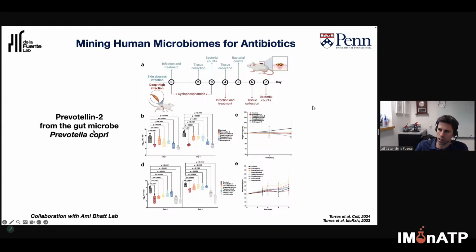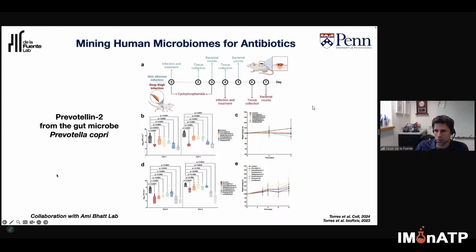I won't go into all the data here, but this was a lot of work, a lot of mouse experiments. The top candidate was a molecule that we call prevotellin-2 that is produced by the gut microbe, Prevotella copri, that each of us has in our intestines. And so this is another great reminder of the really amazing capabilities of microbes to produce new molecules that could be helpful for humans. In this case, to treat bacterial infections.